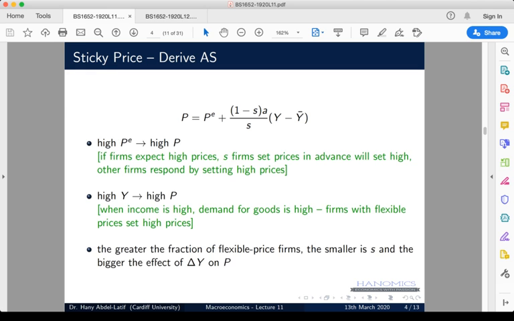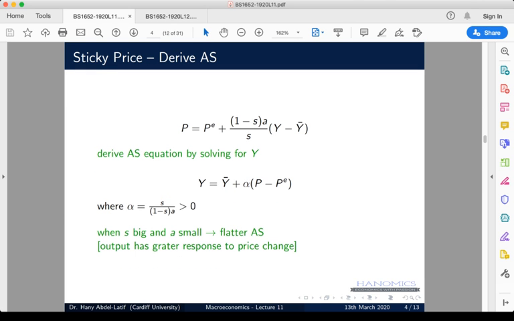And as I explained before, just think of the destination first, and then try to think of this as an explanation of why this destination looks so. So why do we see that upward sloping aggregate supply curve? Okay, so that is one way to think about it.